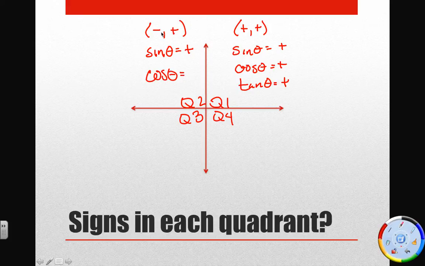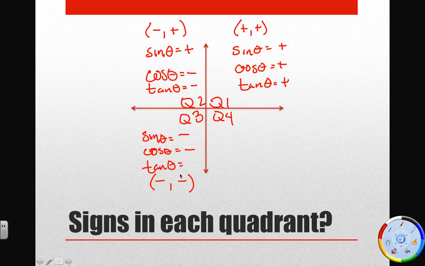Cosine of theta is x over r, so that's going to be negative. And tangent theta is y over x, so it's going to be negative as well. Now let's think down here for quadrant 3. Just continue this. All coordinates in quadrant 3 are negative, negative. So I say, okay, well, sine of theta is y over r, so negative over positive, so negative. Cosine of theta is the x over r, so it's also negative. And tangent's y over x, so negative over negative makes positive.